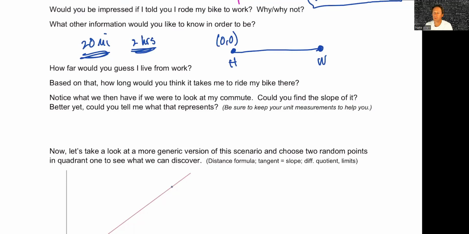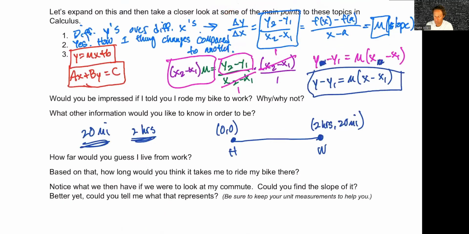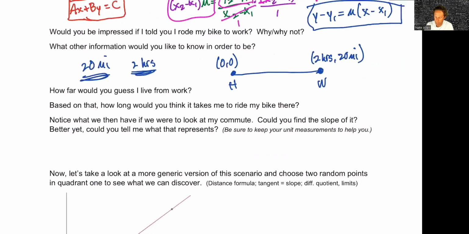Well, the work would be what? 2 hours it took me to ride those 20 miles. So as you can see, we can find the slope, like we just mentioned, between those two things, one changing compared to another. And let's go ahead and take the distance over the time. And let's say that we are dealing with some starting and ending point. And if we did that to find that slope, it would be our y2 minus y1 over x2 minus x1.